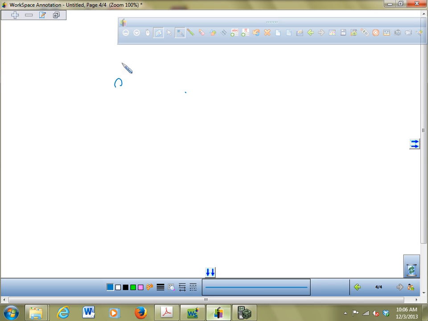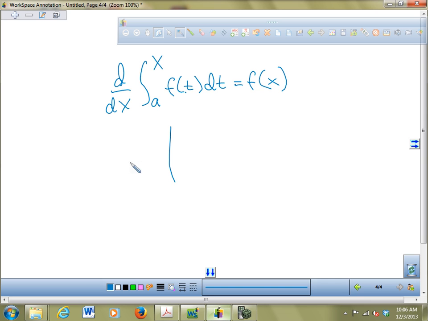First of all, this is called the derivative of an integral: d/dx of the integral from a to x of f of t dt equals f of x. So if you have some function f, and you go from a to x, these two guys, Leibniz and Newton, were the developers of calculus.